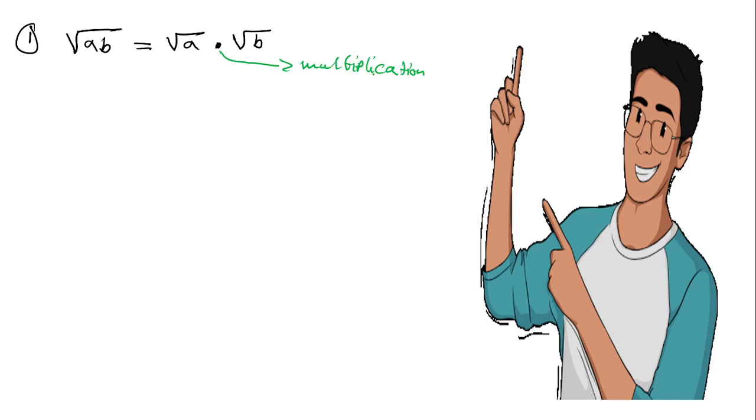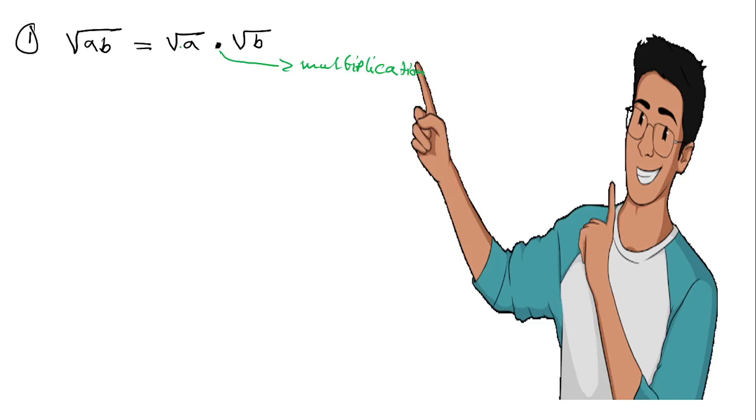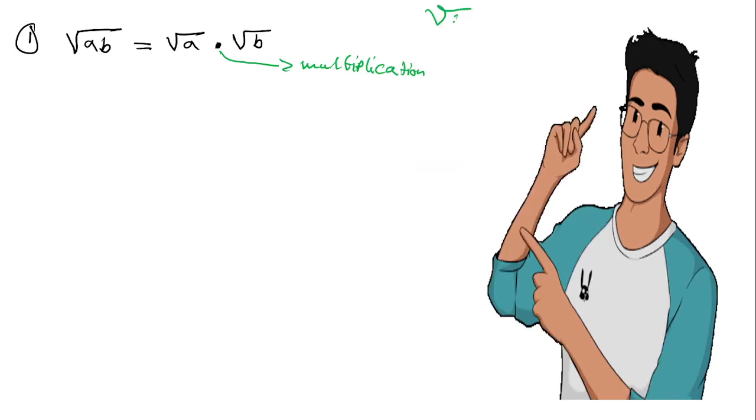So in other words, what I've written here is the same as square root A times square root B. It's just one and the same, just that instead of putting a multiply by, I've put a dot. So this is the rule that you guys are supposed to take note of first, which is square root of A multiplied by B is the same as square root A dot square root B.